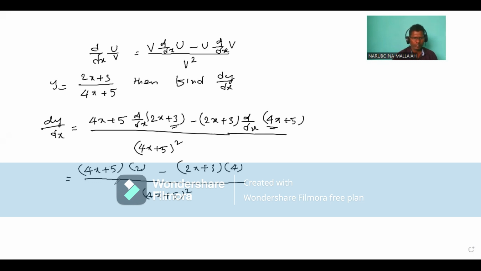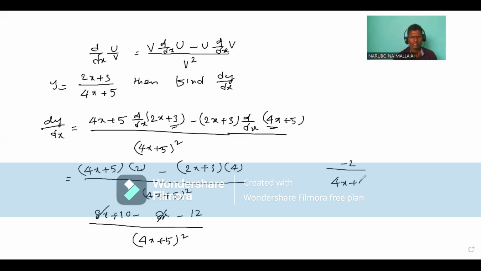Now simplify: 2 into 4x, that is 8x. 2 fives are 10, minus 4 into 2x, that is 8x. Minus into plus, minus 4 threes are 12, whole divided by 4x plus 5 whole square. Now this plus 8x minus 8x gets cancelled. 10 minus 12, that is minus 2, by 4x plus 5 whole square. This is the derivative of the given function.